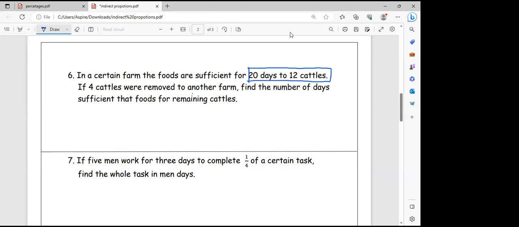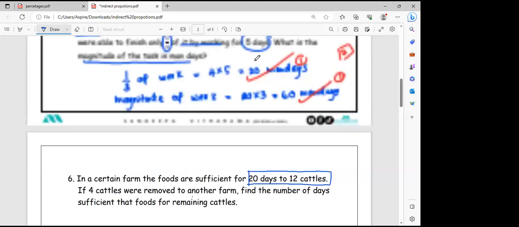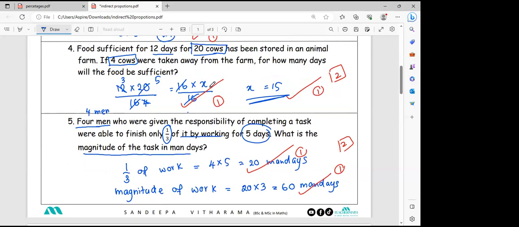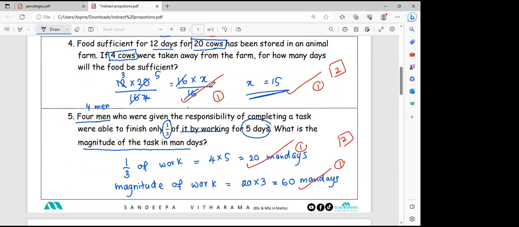Okay, it is just like the previous question. No? Make it 12. Oh, 12 days for 20 cows.